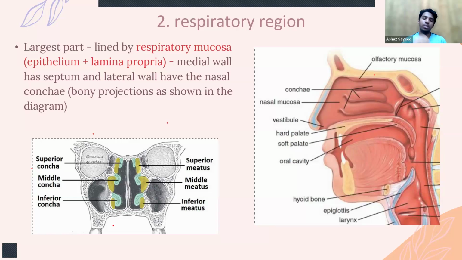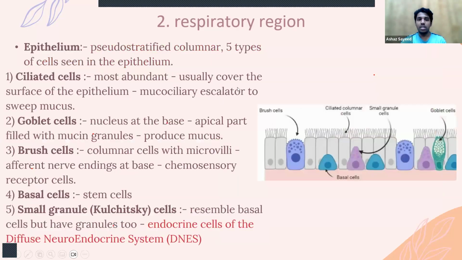Okay, these are bony projections which come from bendings in the nasal bone over there. It's not really important for you guys to know it from histology. You took it with anatomy. I'm pretty sure you guys took this in anatomy. Good. Next one, respiratory region. Now we'll talk about the epithelium, and then we'll talk about the lamina propria.